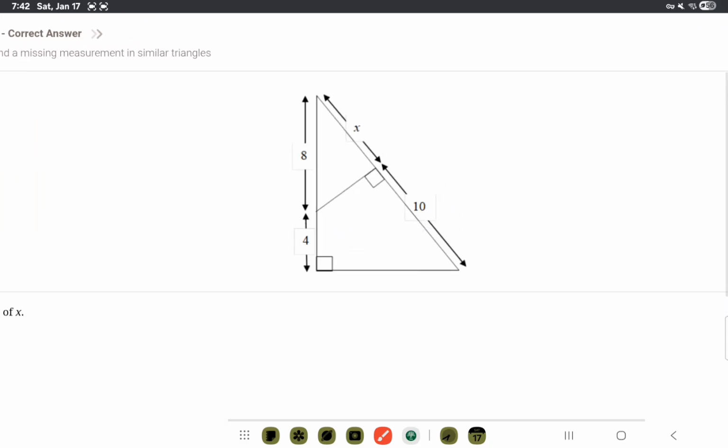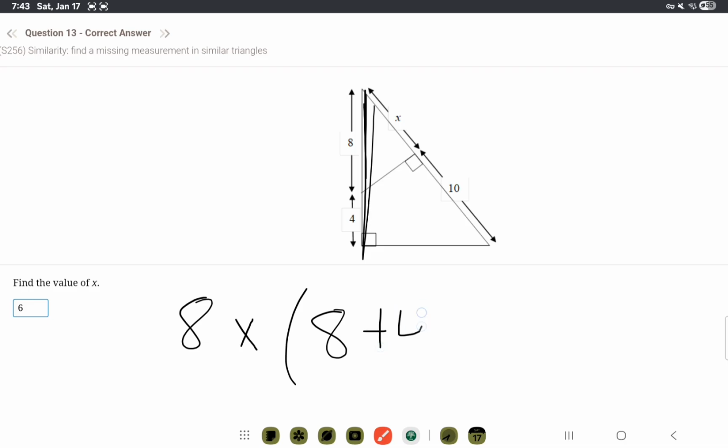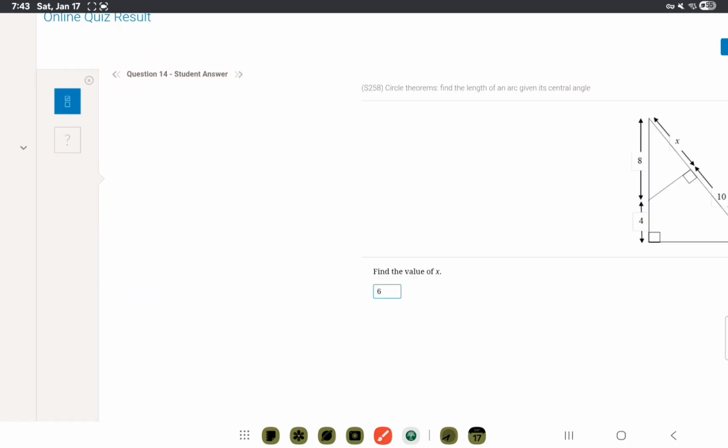Okay, so all you need to do, this multiplied by this equals this multiplied by, what do I mean? So basically this, which is 8, multiplied by all of this, so it's going to be 8 plus 4 is equal to x multiplied by this whole thing, so 10 plus x. Do it on your calculator, you get 6, I hope.